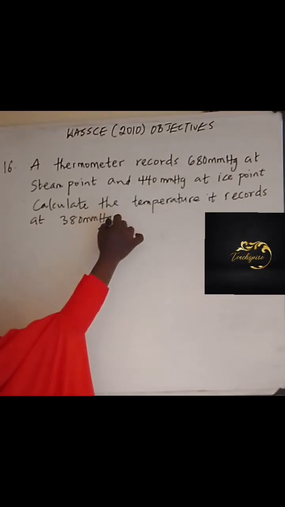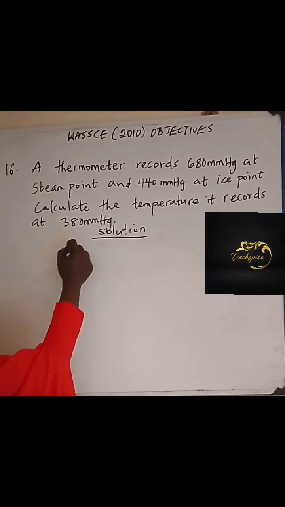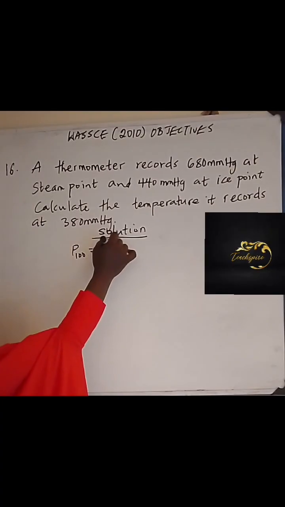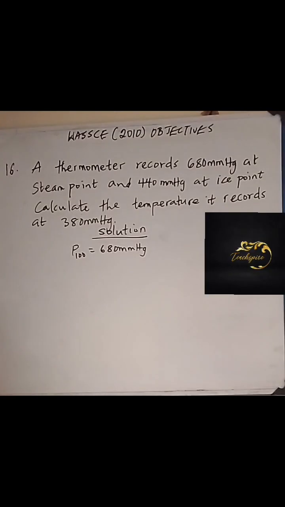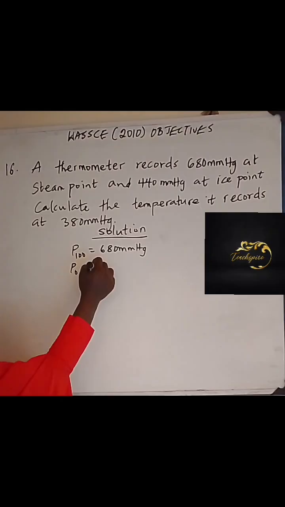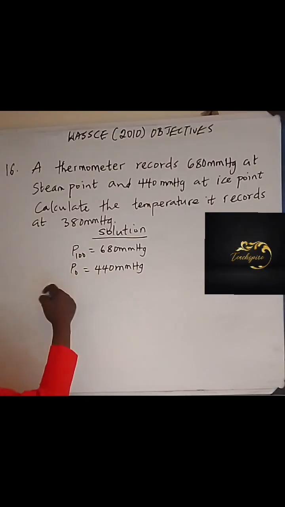A thermometer records 680 millimeter mercury at steam point, and 440 millimeter mercury at ice point. Because of that unit, millimeter mercury, I'm going to use P. At steam point, P100 is 680 millimeter mercury. Ice point is P0, which is 440 millimeter mercury. Calculate the temperature.